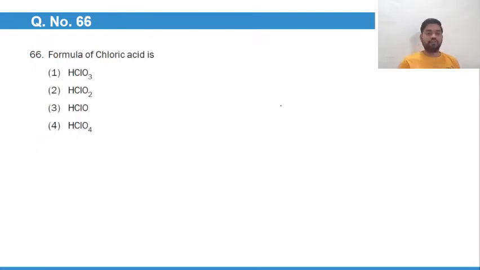66. Formula for chloric acid is HClO3. Chloric acid is what? HClO3. So option number 1 will be the right answer.